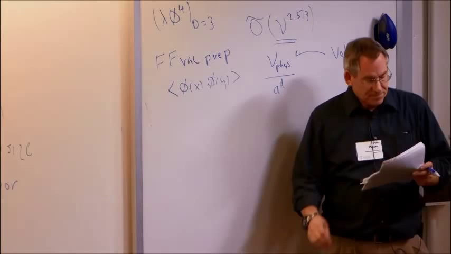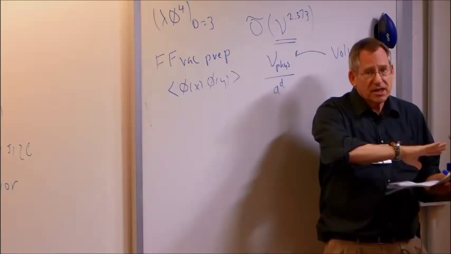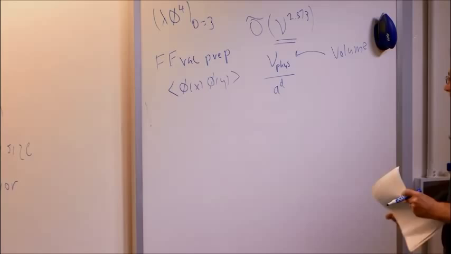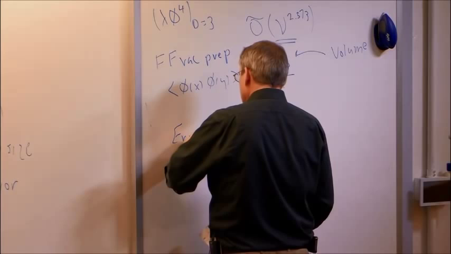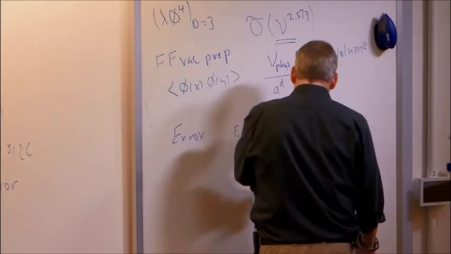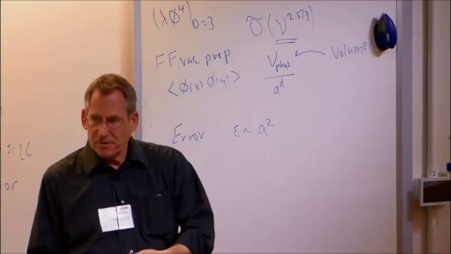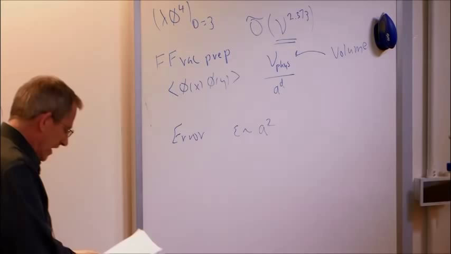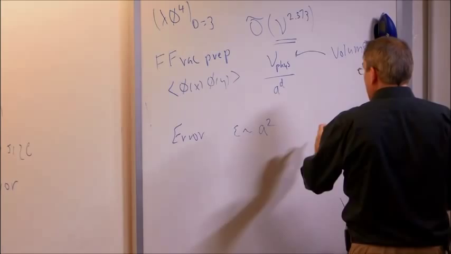Getting a small error means that the lattice spacing has to be small in physical units. So we have to figure out how the error scales with the lattice spacing. The answer is that the error goes like a power of the lattice spacing. It goes like lattice spacing squared. Those are corrections that arise from the fact that we should be studying the theory in continuous space, but we're studying it on a lattice instead.